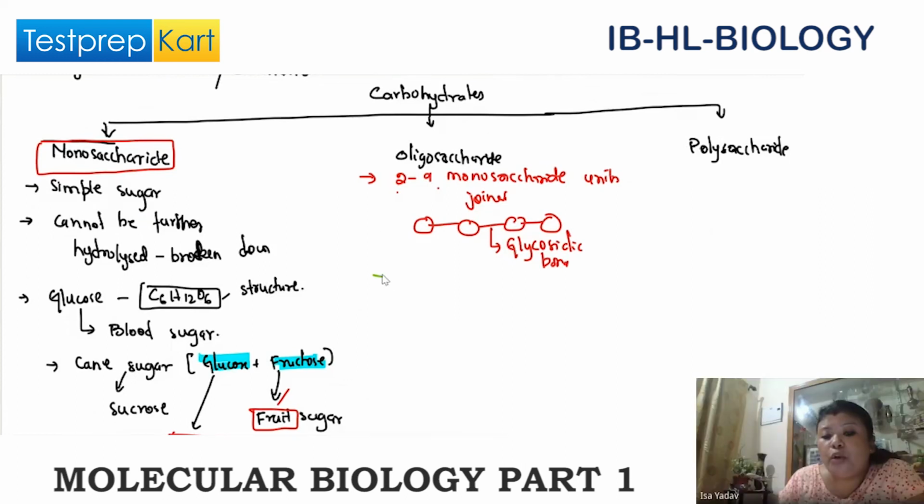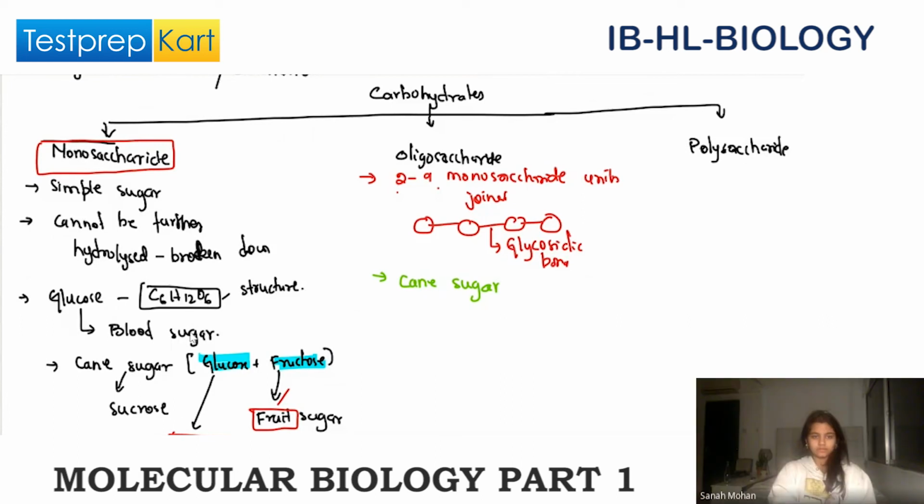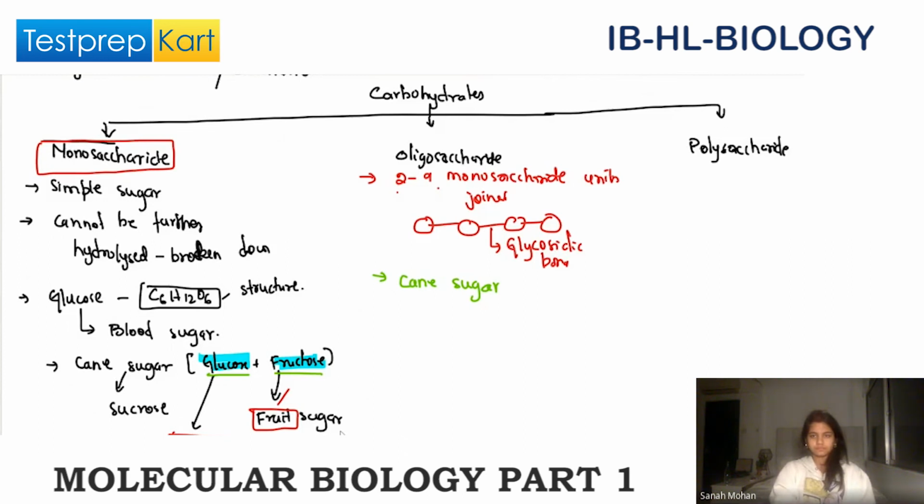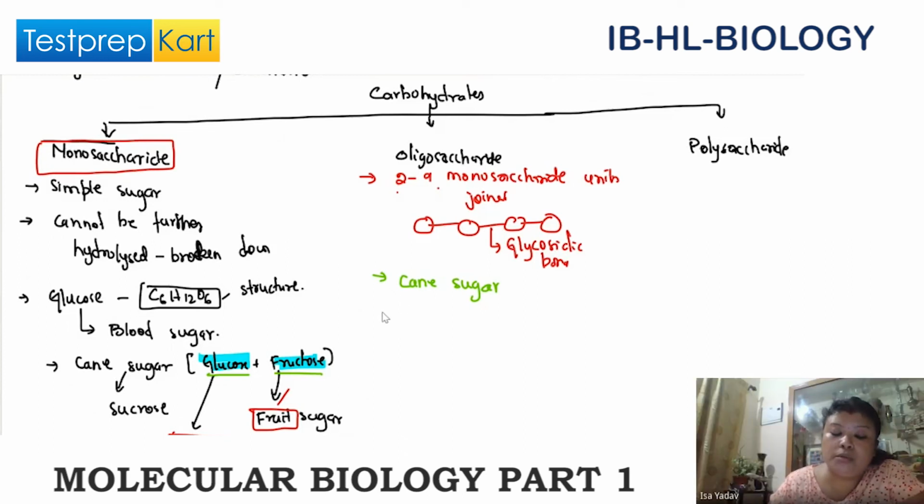The most important oligosaccharides we study are the disaccharides. Di meaning two monosaccharide units joined to form a disaccharide. Like cane sugar. Who's there in cane sugar? Which monosaccharides? Glucose and fructose, right? Yes or no? Okay, cane sugar: glucose and fructose.